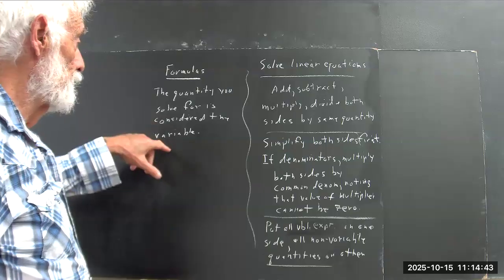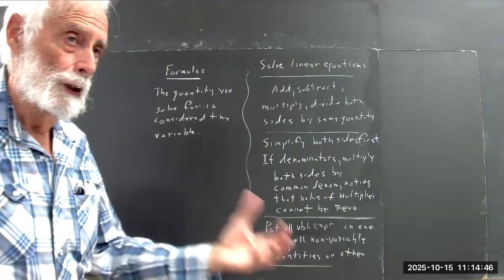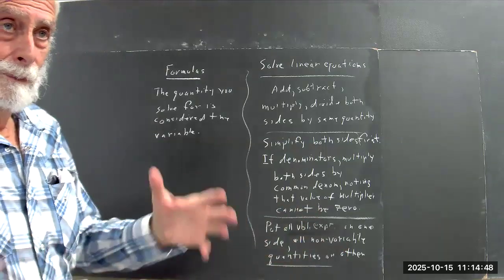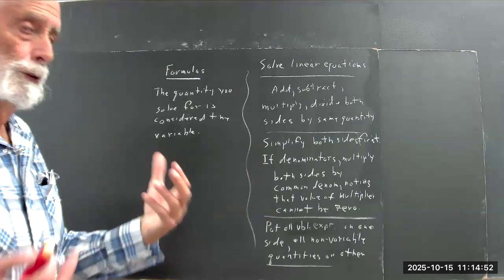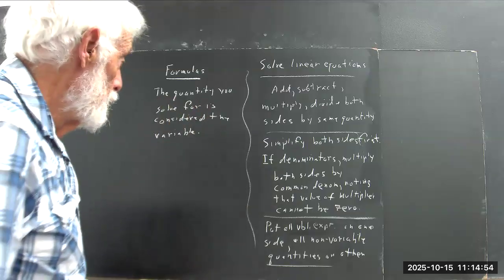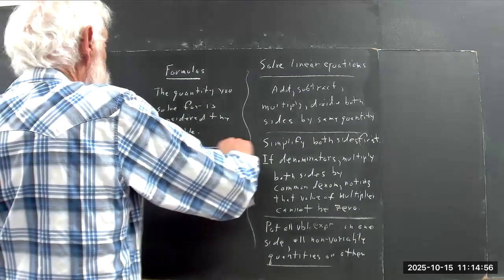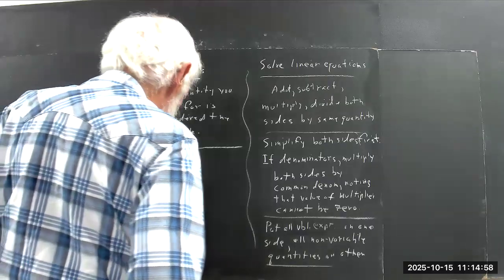Quantity you solve for is considered the variable. So any expression that has a variable in it goes on one side. And then you deal with it. Sometimes you got to factor, sometimes you got to multiply, divide, do all kinds of other things. Okay.